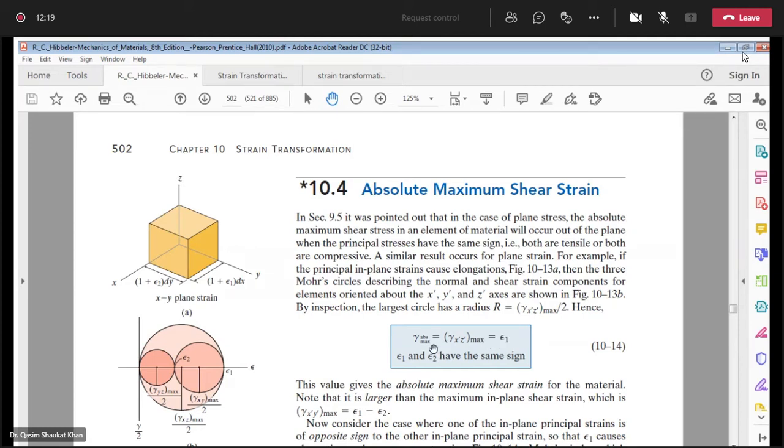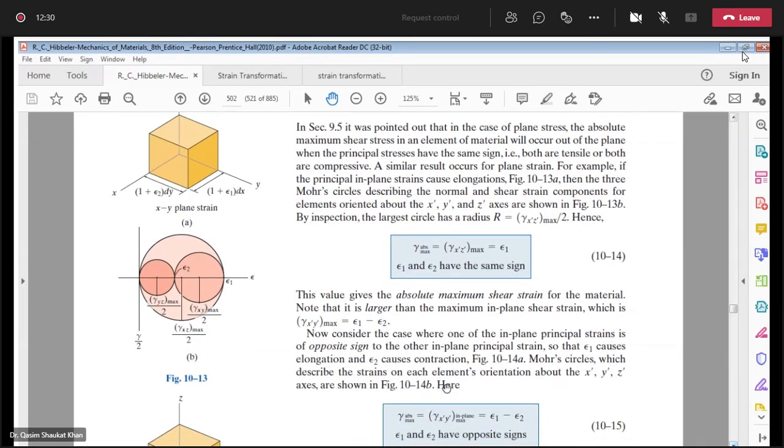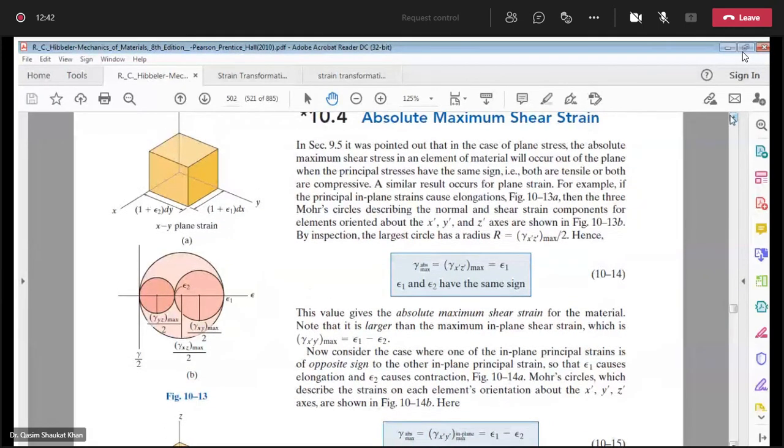So absolute maximum shear strain will become epsilon 1. And maximum in-plane shear strain will become epsilon 1 minus epsilon 2. There will be no 2 in the denominator in this case. So let's start now.